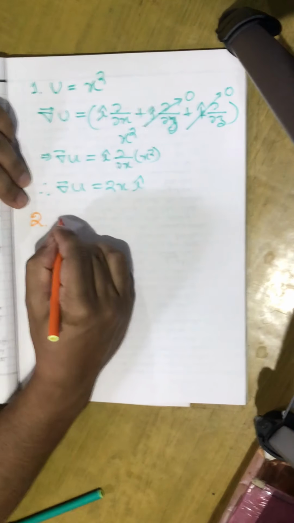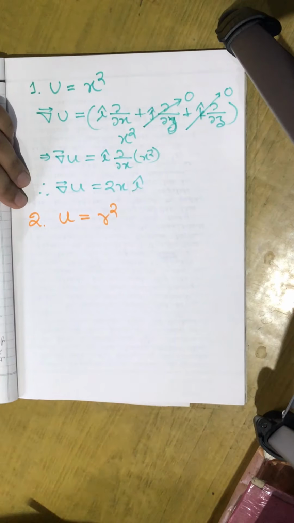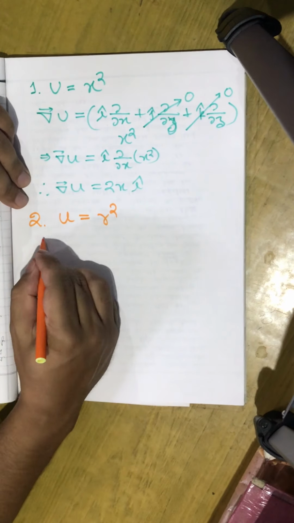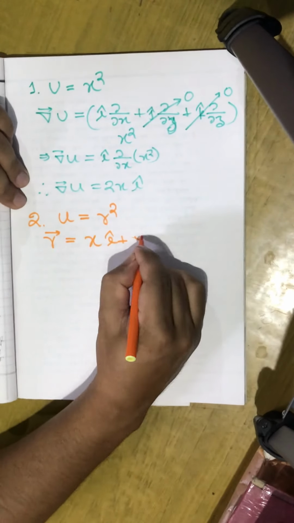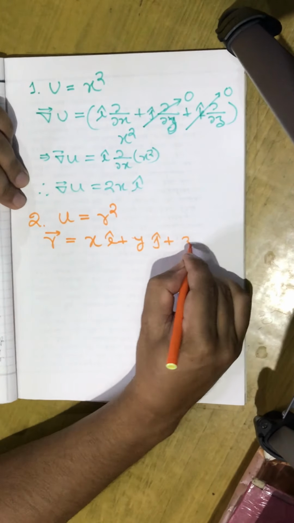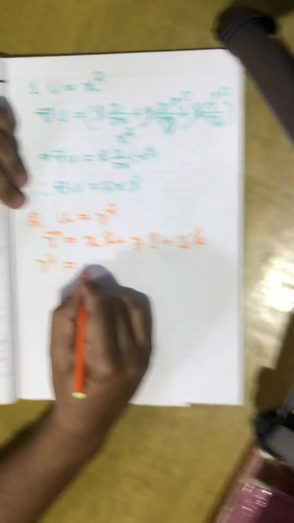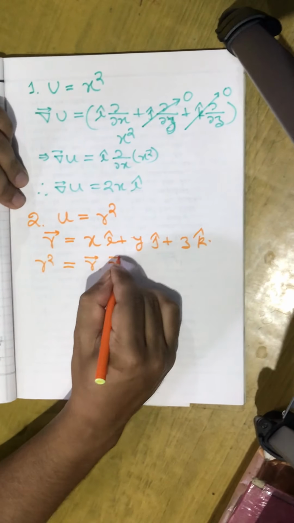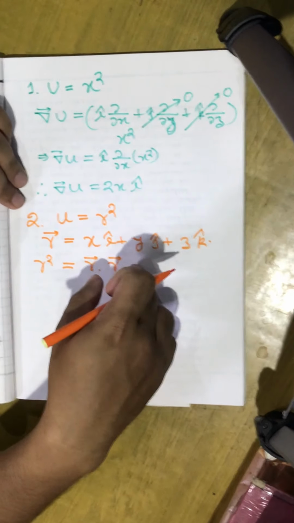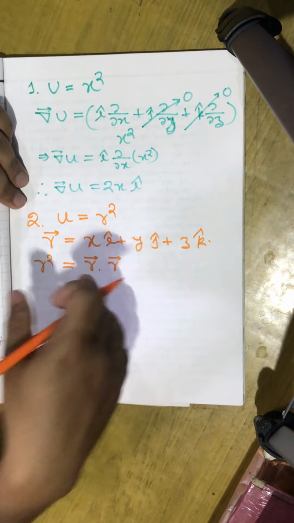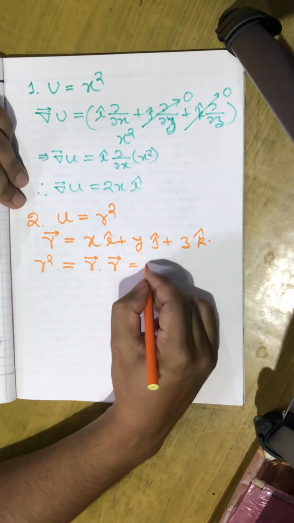Say example number 2, u is equal to r square. Okay, so r vector, as I have already considered, what is the value of r vector? x into i cap plus y into j cap plus z into k cap. Okay, so r square will be equal to r dot r, which is nothing but r cos theta. Since these are two parallel vectors, their angle is 0, so it basically gives us r square.